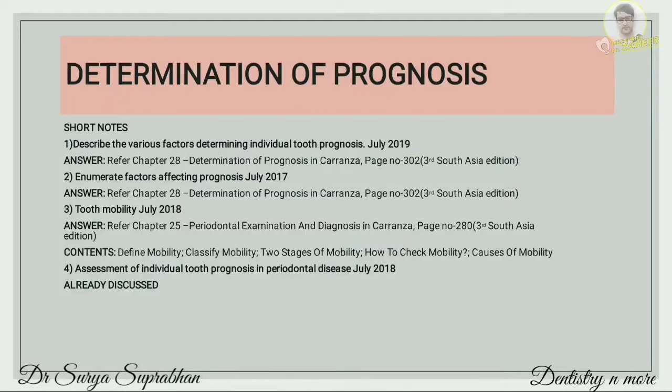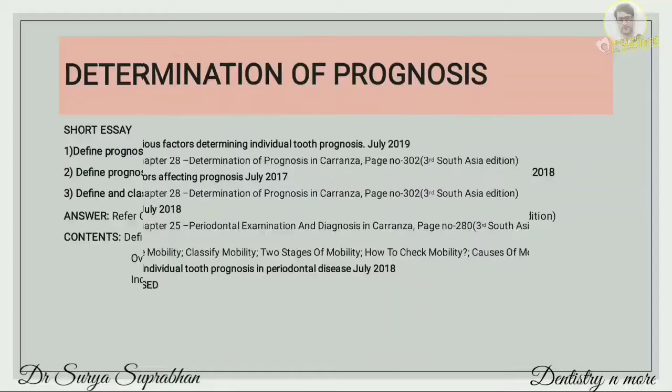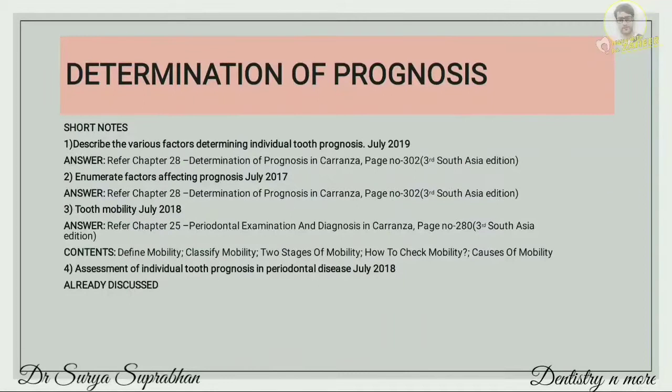Then coming to the short note, describe the various factors determining the individual tooth prognosis. So the same, you have to mention the local, anatomic, and prosthetic and restorative factors. Then enumerate the factors affecting prognosis, as I already discussed.